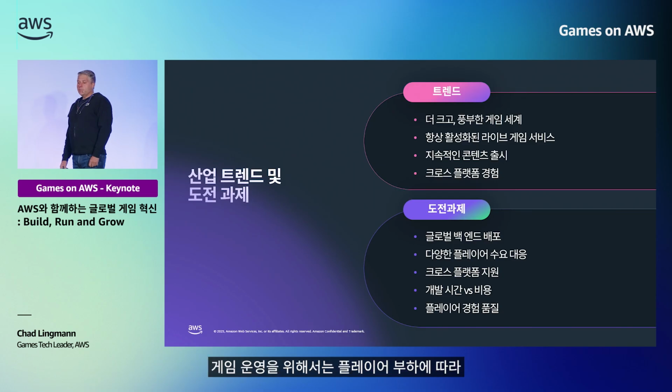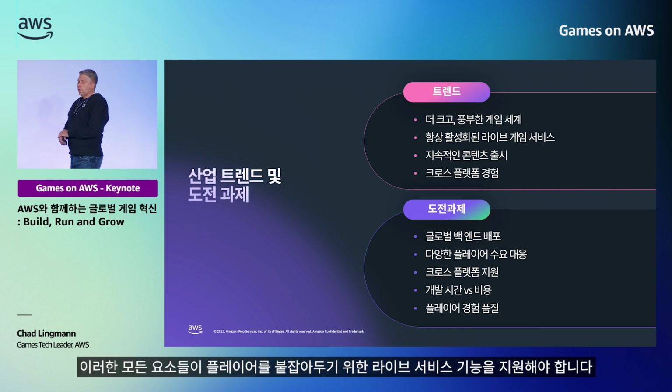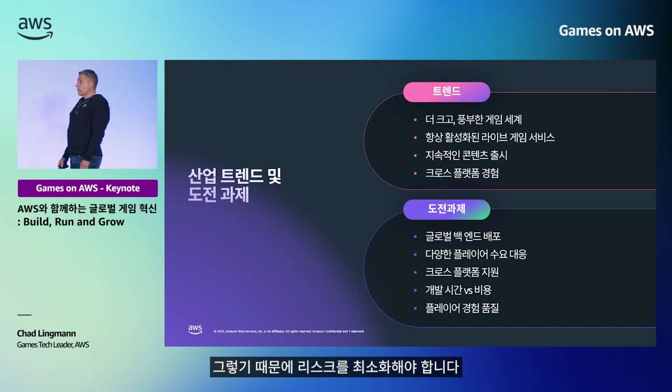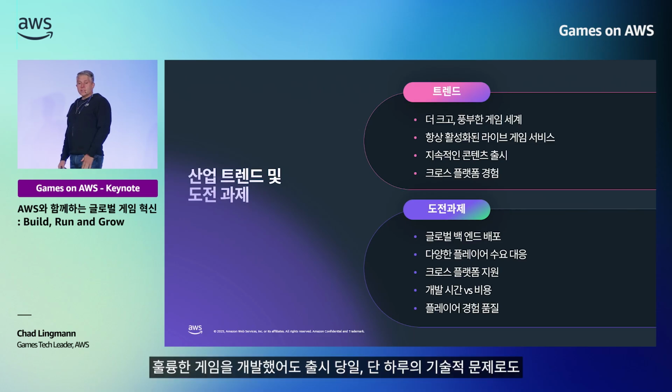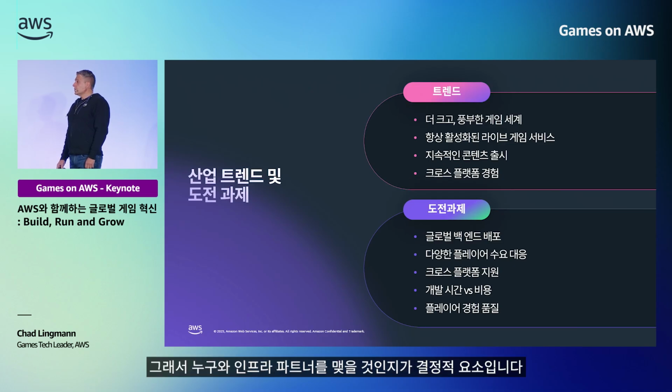Games need global infrastructure that can scale elastically based on player load. And every millisecond of latency matters, so your game servers need to be as close to your players as possible. And all of this needs to support the live service features and the updates that keep the players engaged. So the stakes are incredibly high. A single day of technical issues at launch, in particular, can doom an otherwise great game. That's why having the right infrastructure partner is crucial.